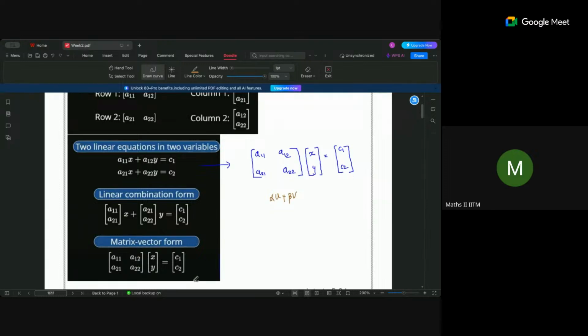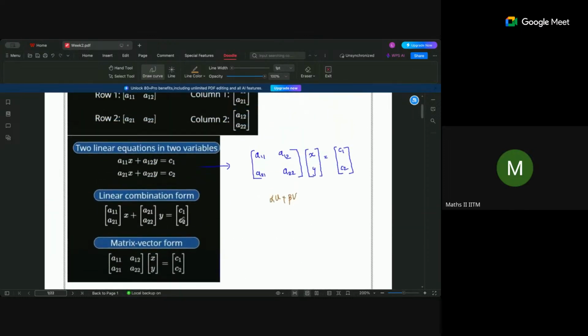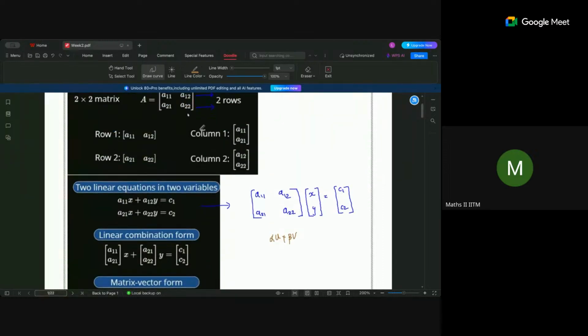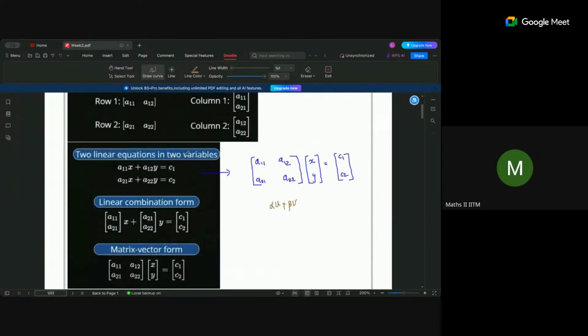Now why are we having all these different forms? To understand that everything is interrelated, nothing is new. Linear combination is something we already know. System of linear equations, you have done solving in Math 1 itself, right? And this is the matrix vector form. So here is the matrix form, and this is the matrix vector form. So everything is representing the same thing.